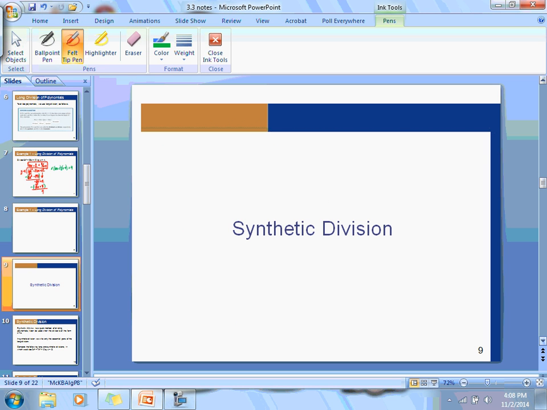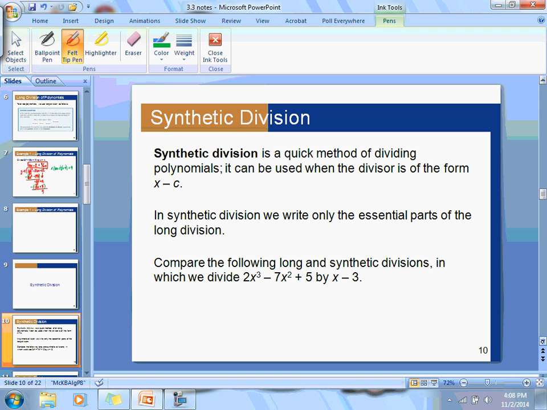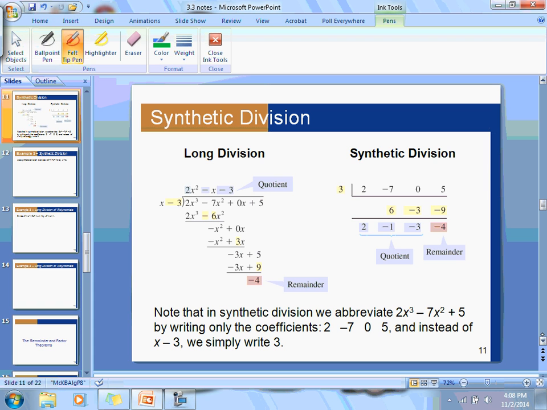Now, nobody likes to do that much work for long division, so we came up with this synthetic division process. It's quick and it's easy, and synthetic is fake. Synthetic oil is fake, man-made stuff, and that's basically what synthetic division is. It's fake. We don't divide at all. We multiply and we add and subtract. There's no division.